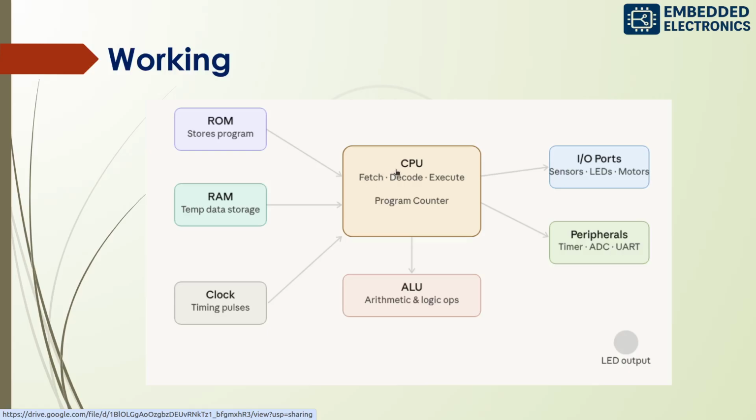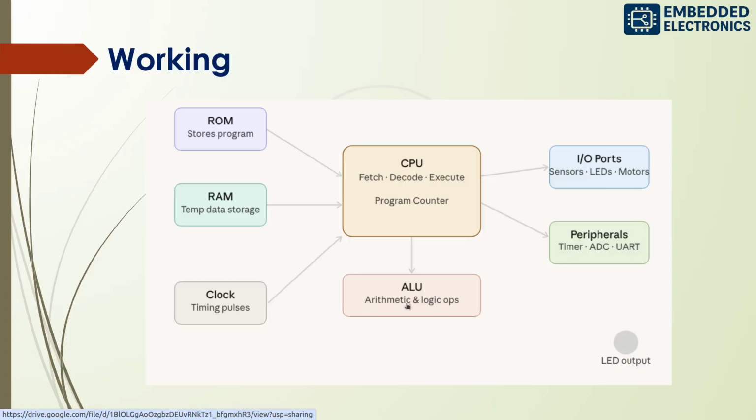Next is the decode. The CPU interprets what the instruction means. For example, turn on a pin, like turn on an LED, or add two numbers. That is the decode. After that it will execute. The arithmetic and logic unit, the ALU, performs the actual operation like adding, comparing, switching pins on and off.